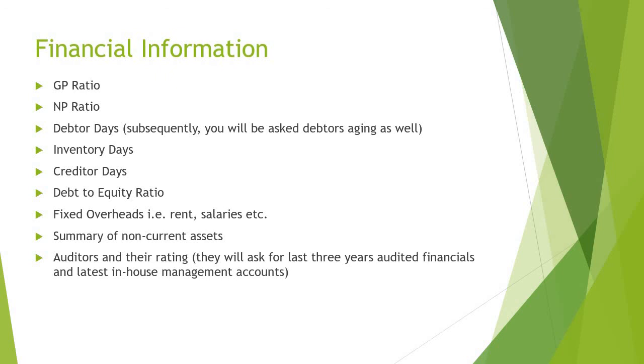Then we should have an idea about the fixed overheads of our business. This will also help the bankers to understand the level of risk which is involved. Low fixed overheads means low risk, but obviously the size of the business and the setup and the prestige and the reputation, all these factors are also to be considered. We should also have a summary of non-current assets. This will give them a comfort that okay, we are going to be there in the market. We have a huge setup if our non-current assets are of significant size. And lastly, who are our auditors and what is their rating?